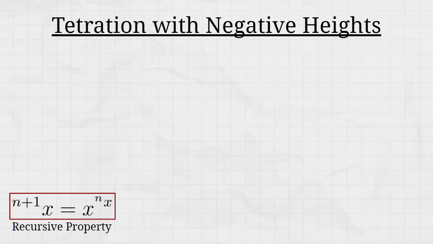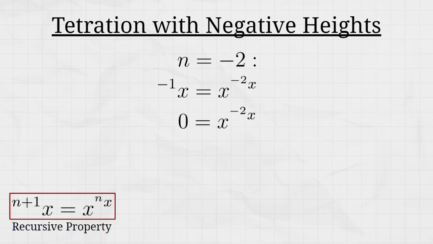But something funny happens when we try this process for n equals negative 2. Using the recursive property and subbing in the negative first tetration of x equals 0, we get 0 equals x to the negative second tetration of x. But we know that x to the power of anything can never be 0, unless x is itself 0. So it turns out that tetration is actually undefined for negative integers less than negative 1. This is quite different from exponentiation and all the simpler hyperoperations, where their domains are from negative infinity to infinity. Interesting. Okay, so now we've found the negative integer extension of tetration.